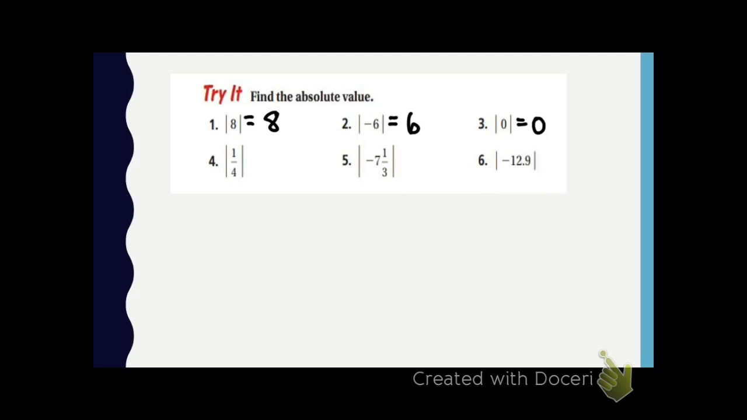What about 1/4? The absolute value of 1/4 is 1/4. What's the absolute value of a -7 1/3? 7 1/3. And the absolute value of a -12.9 is going to be 12.9.